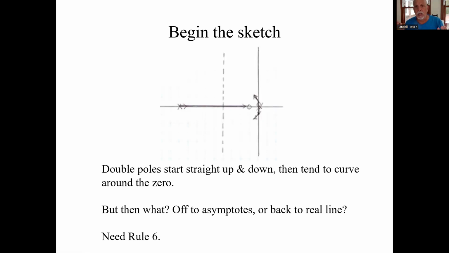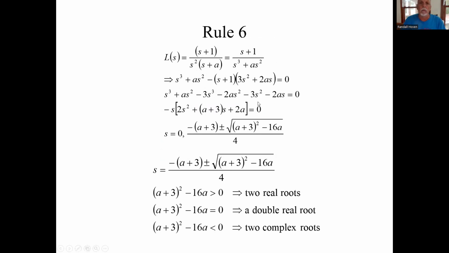It's not super clear. It's going to depend. And here's where we're going to need rule 6 to make sure. Remember, there's also symmetry. The root locus must be symmetrical about the real line. So you can't have anything too goofy. Let's see. Let's go through rule 6.